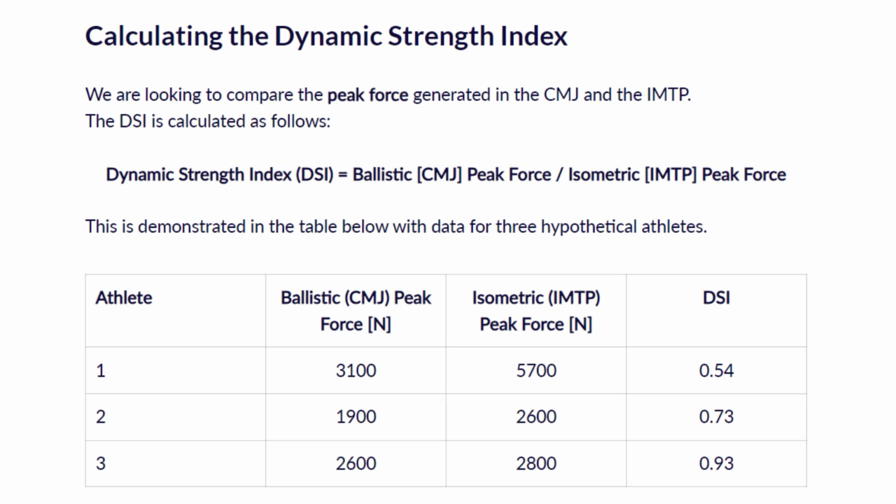Contrast that with the other two athletes then, who are generally much weaker, creating 2,600, 2,800 newtons of peak force in their isometric demand. The difference between these two is that athlete number 3 is able to create then a higher peak force value in the ballistic movement compared to athlete number 2. Athlete number 3's DSI is 0.93 compared to 0.73 for athlete number 2.